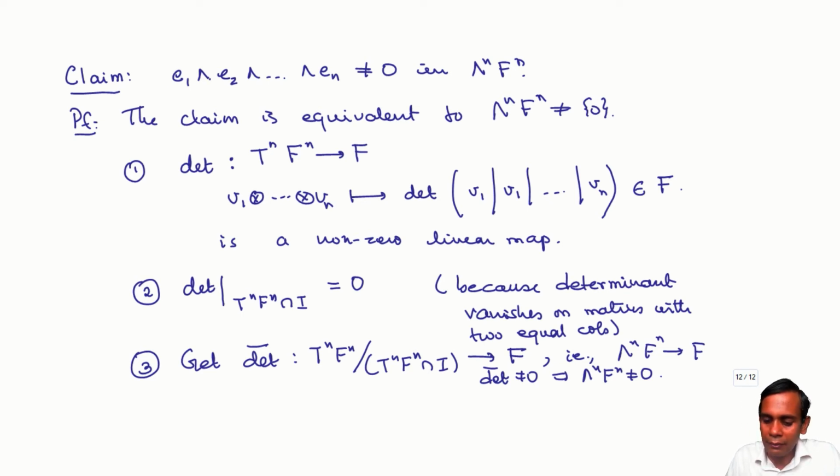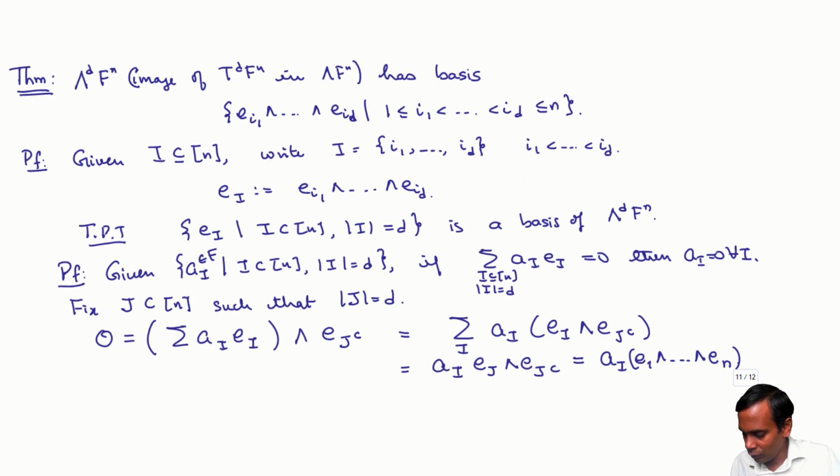And therefore, E1 wedge E2 wedge ... wedge En is a non-zero vector in wedge n Fn. So what we get is that 0 is Ai times a non-zero vector, therefore Ai is equal to 0. And we can do this for every I, and hence we see that this Ei, as I runs over subsets of size d in n, forms a basis of wedge d Fn.